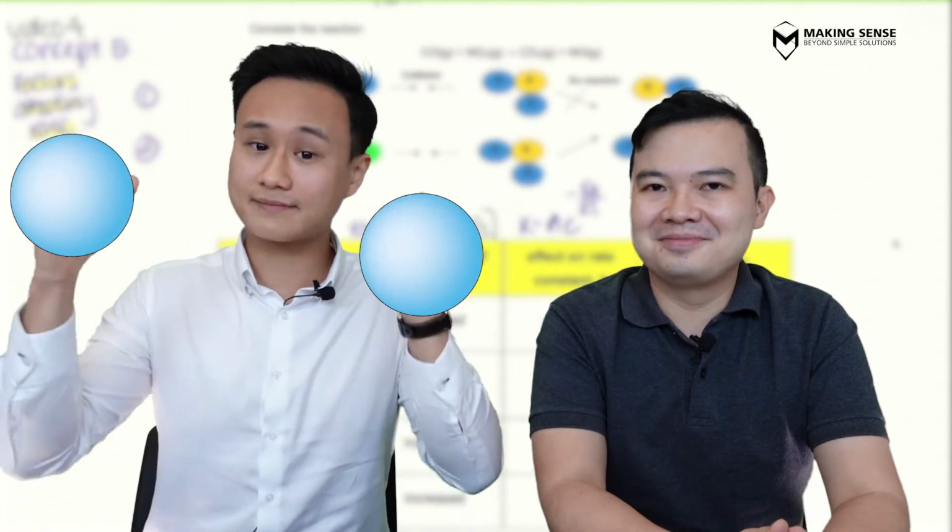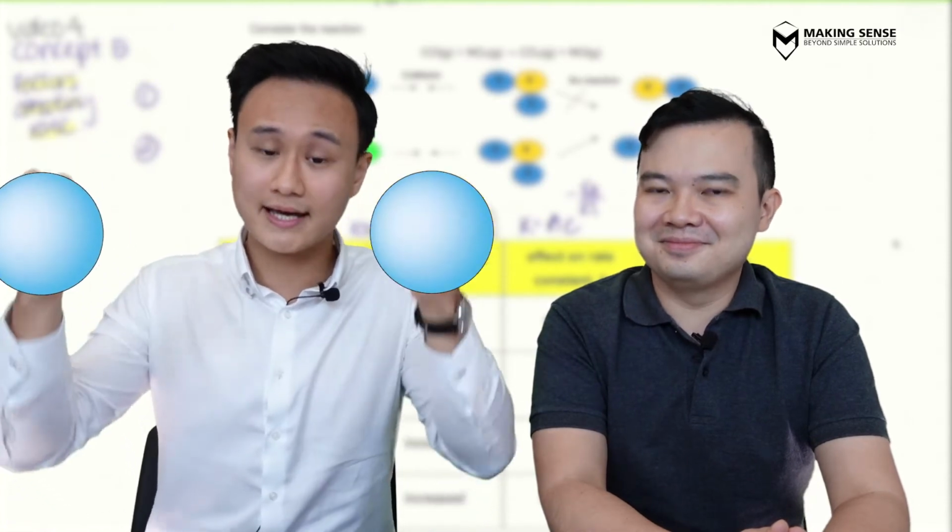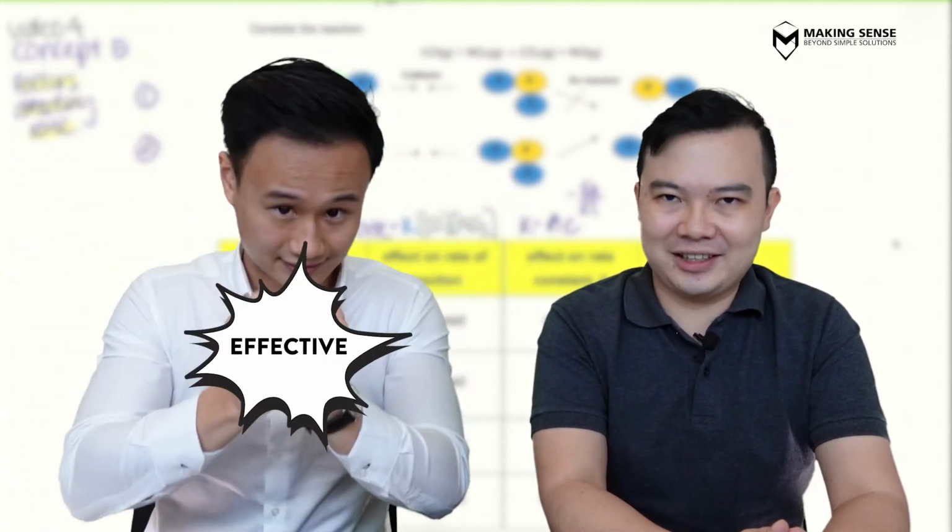So in today's video, we're going to learn what the factors are that actually affect rate. Just to remind you what we learned in Sec 4, for two reactant particles to react, the collision needs to be effective. Mr. Long, run me through the conditions.